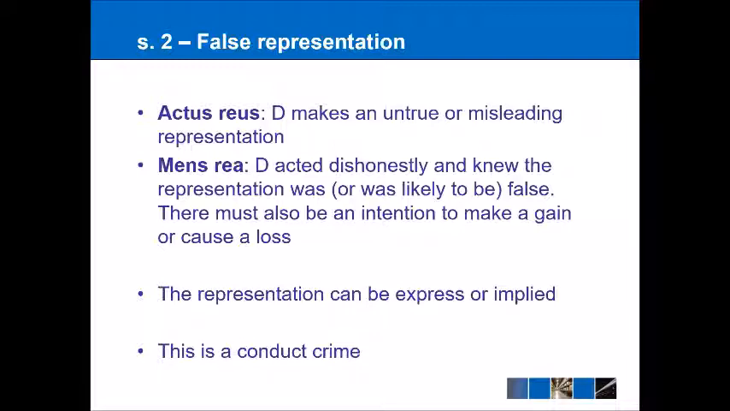And there also has to be that intention, which we've just mentioned on the previous slide, to make a gain or cause a loss. So this introduces all of the essential elements that we've talked a little bit about earlier. So we can apply those concepts or the elements of fraud to this section 2 offence of a false representation. It's important to say that the representation itself doesn't have to be an express representation, it can also be implied as well. And also this is a conduct crime, so it doesn't rely on the victim actually acting upon the false representation. If the defendant himself has made a false representation, that is enough to secure a conviction.